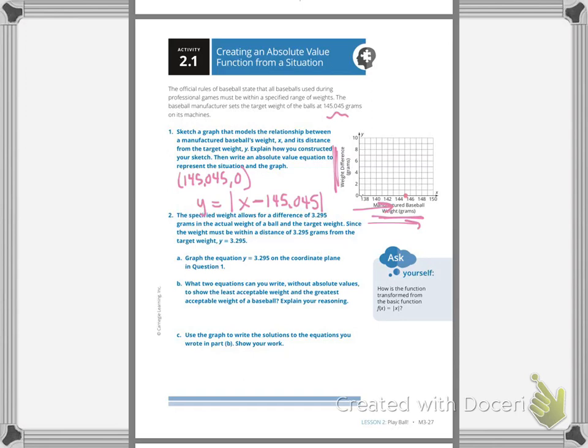Okay, so then it says the specified weight allows for a difference of 3.295 grams in the actual weight of a ball and the target weight. So I can go either way, 3.295. I can go down or I can go up. So since the weight must be within a distance of 3.295 from the target weight, y equals 3.295. So it says graph the equation y equals 3.295 on the coordinate plane in question 1.